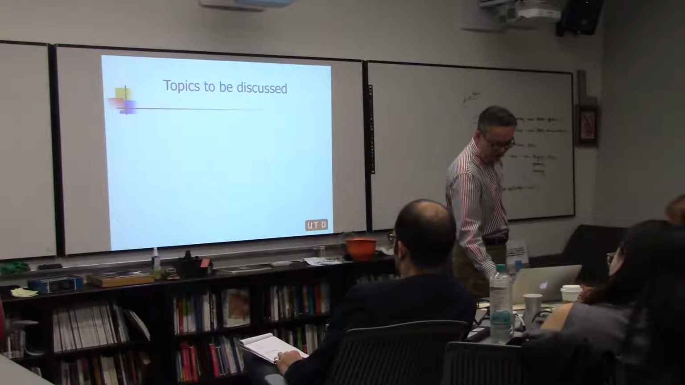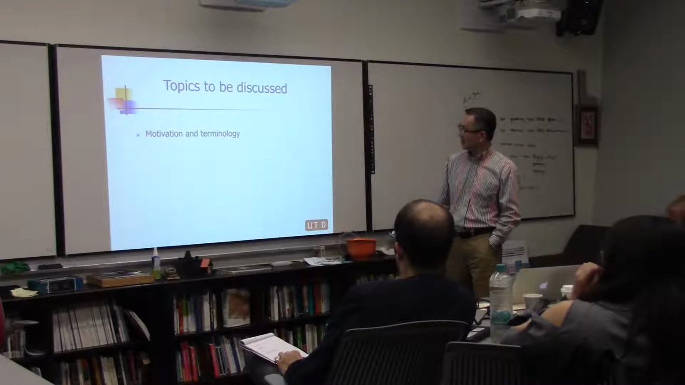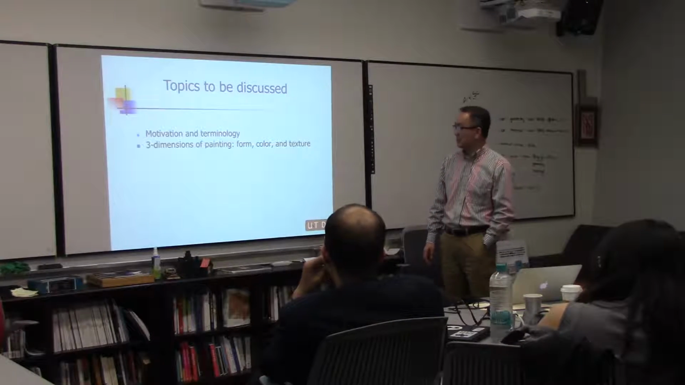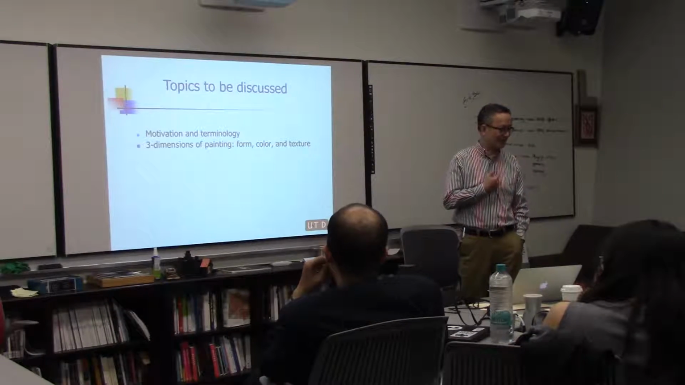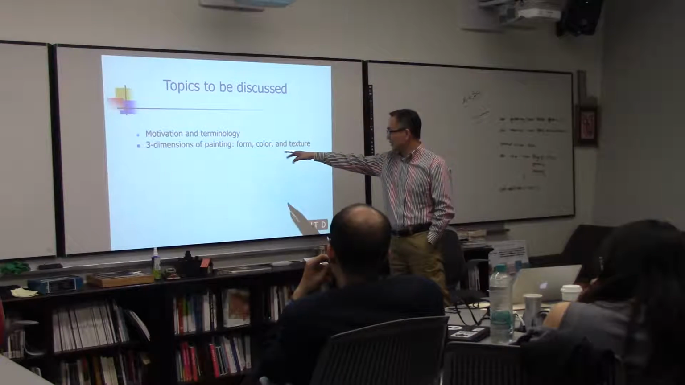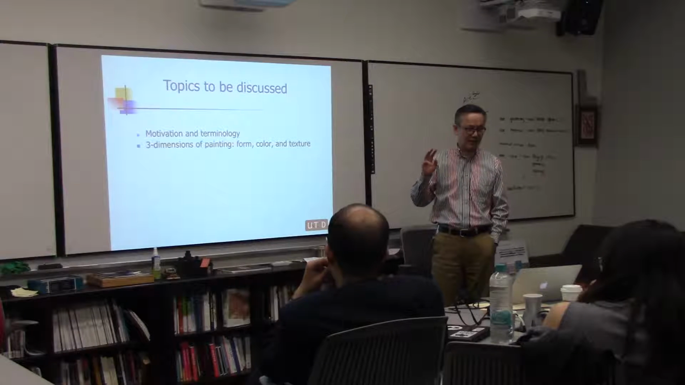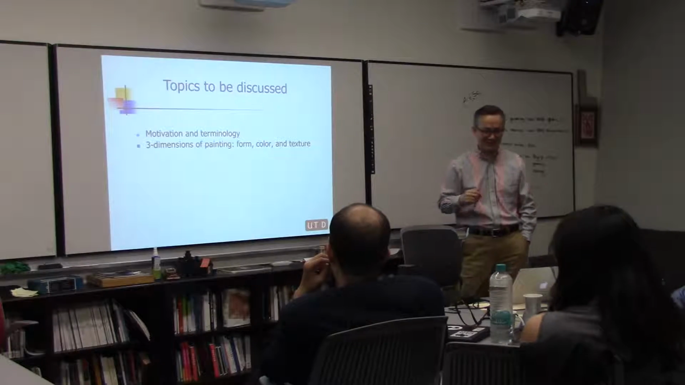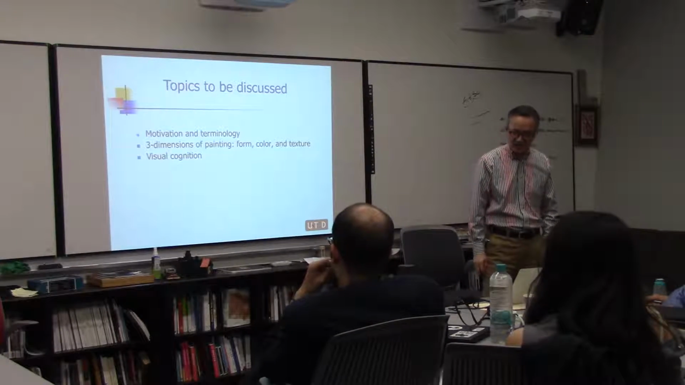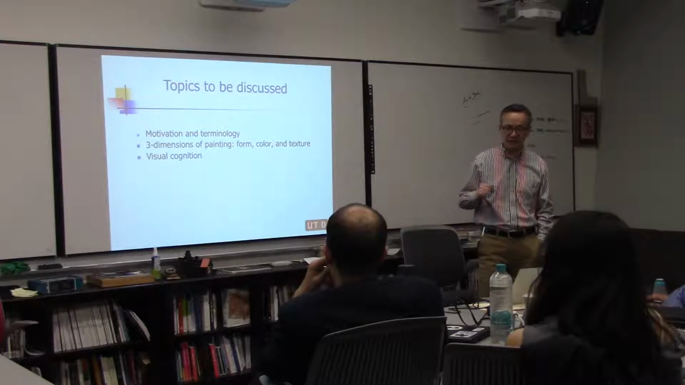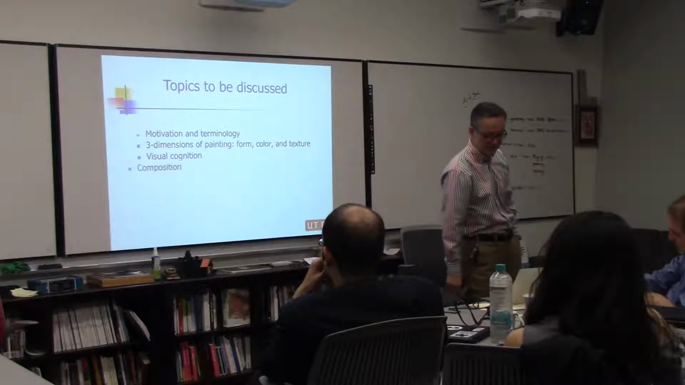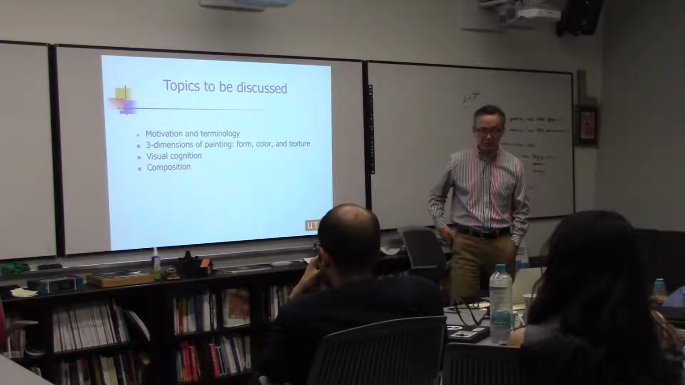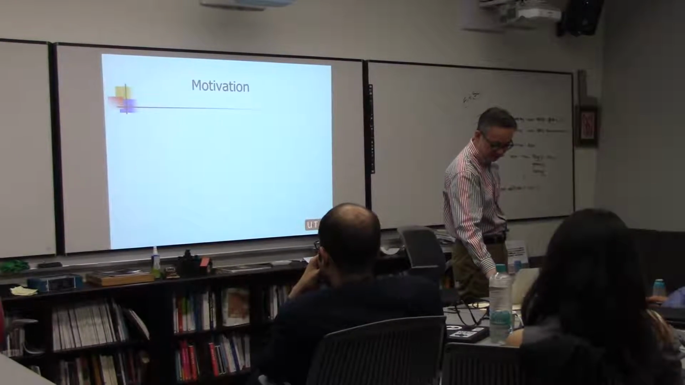So now, quickly into a few topics: motivation and terminology, and then 3 dimensions of painting. And I think you all know better than I do: form, color, and texture. Those are 3 dimensions, not in the traditional computer science sense of 2-dimensional, 3-dimensional, right? This is in the art sense. And visual cognition, and how we make use of visual cognition in information visualization design. And here, composition, which of course is very important in a given 2D space.